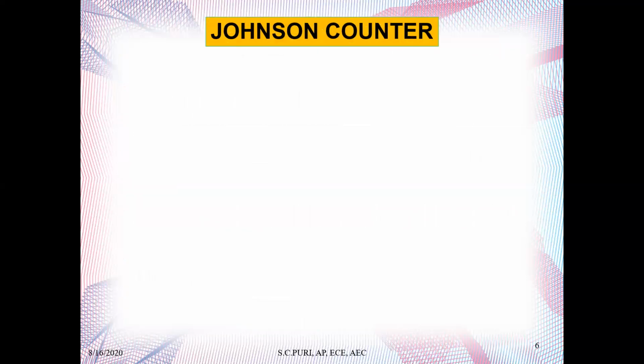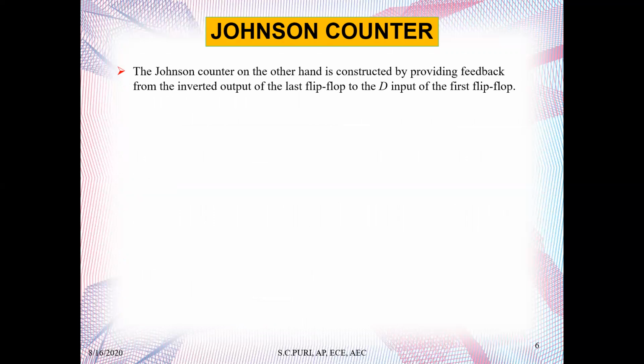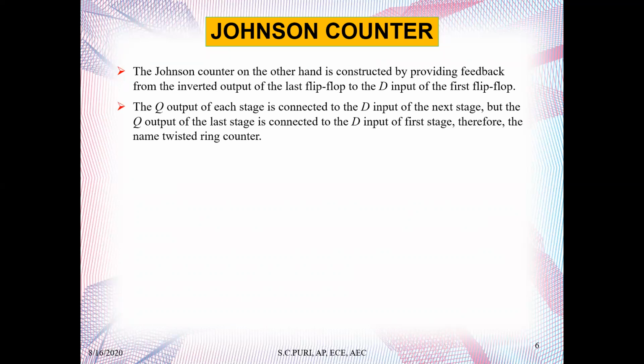Next we will discuss the Johnson counter. The Johnson counter, on the other hand, is constructed by providing feedback from the inverted output of the last flip-flop to the D input of the first flip-flop. The structure remains the same; we just connect the complemented output of the last flip-flop to the input of the first flip-flop. The Q output of each stage is connected to the D input of the next stage, but the Q-bar output of the last stage is connected to the D input of the first stage. Therefore, it is also called a twisted ring counter.